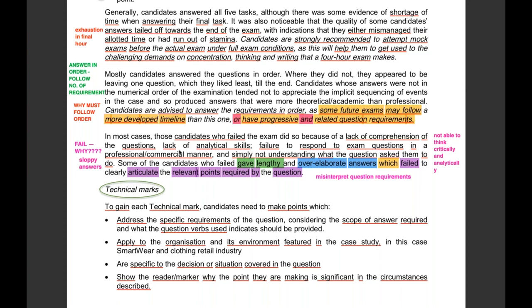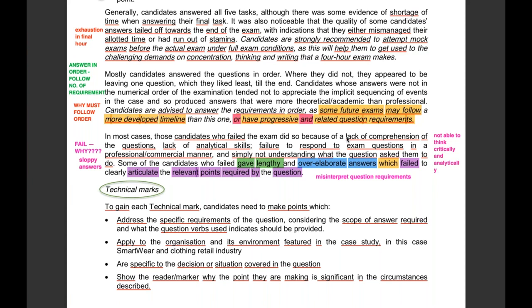So why do you think that candidates fail? Why do I put here a sloppy answer? It's all because you don't quite understand the requirement of the question. You face difficulty in understanding the requirement of the question. To help you overcome this problem, what you need to do is go through all the requirements, go through them slowly, and try to explain to yourself what is actually required by that particular question.